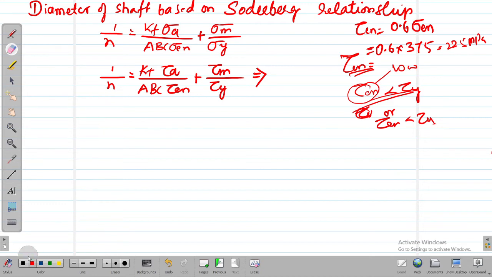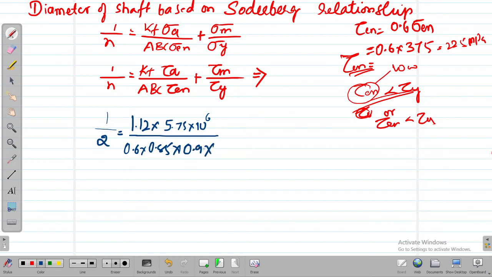So now you substitute and find out what is the value. Is there anybody calculated? So 1 by 2 equal to 1.12. 5.75 into 10 to 4 of 6. Divide by a is 0.6, b is 0.85, c is 0.9. So tau en is how much? 2 to 5 into d cube plus 5.75. Sir, D equal to 54.16.